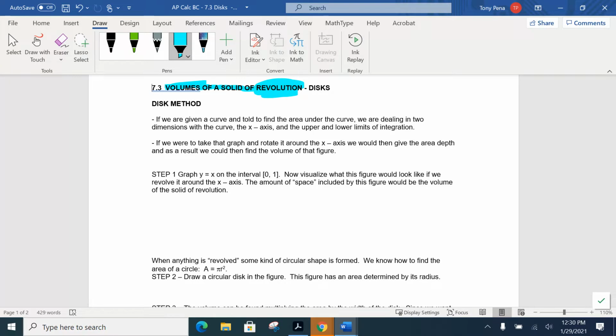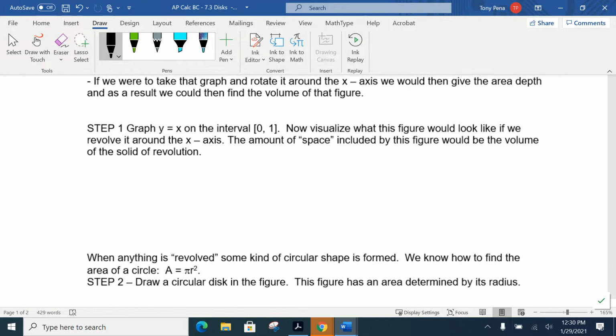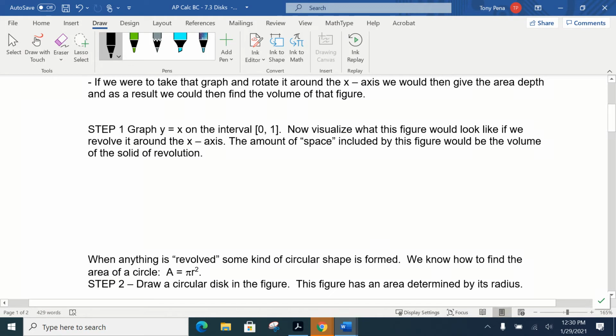And we do this 3 different ways. The first way is what we call discs. All right. So the disc method, it says if we are given a curve and told to find the area underneath that curve, you are dealing in 2 dimensions, the x-axis, upper limits, so on and so forth. If we were to take that graph and rotate it around the x-axis, then that's going to give our area a depth, and as a result, we could then be dealing with 3 dimensions, allowing us to find the volume of that figure. So what I want you to do, sketch in the equation y equals x.